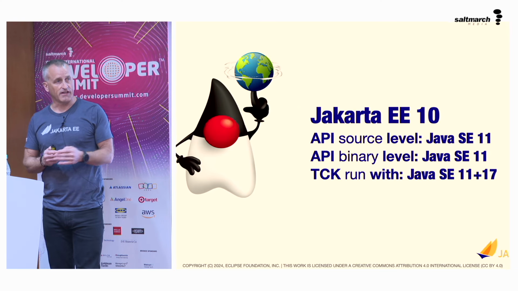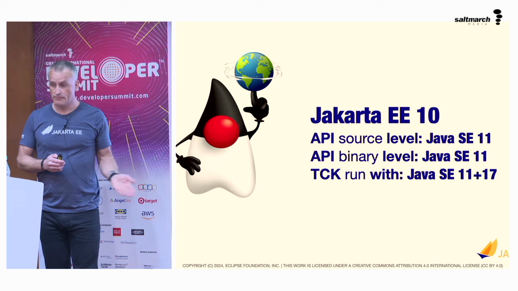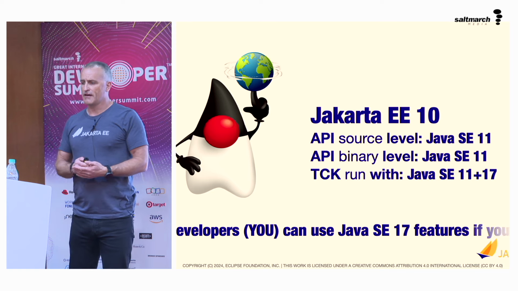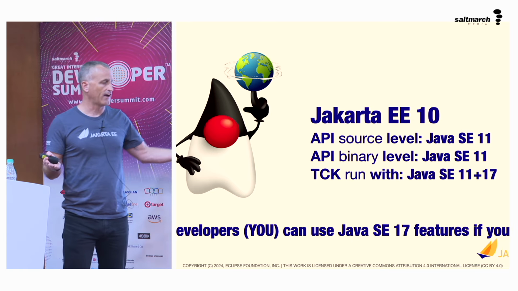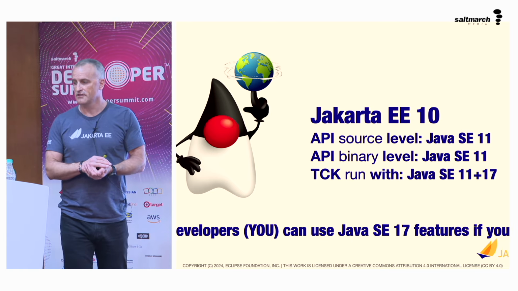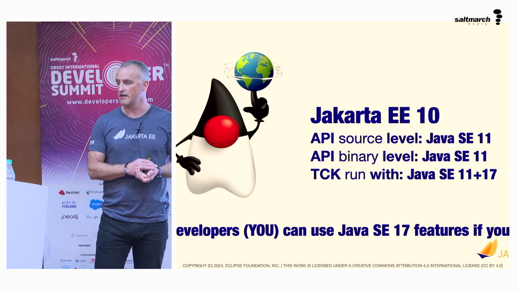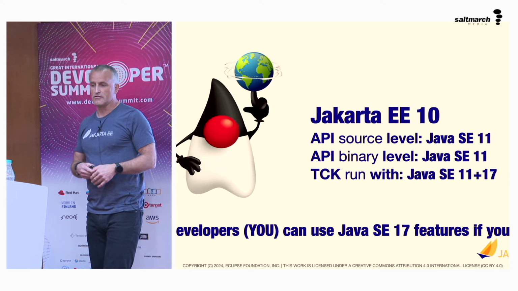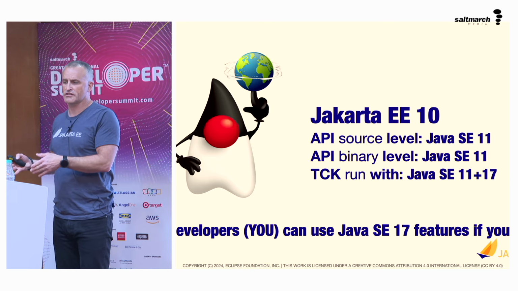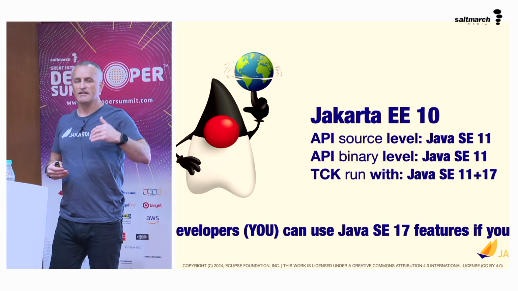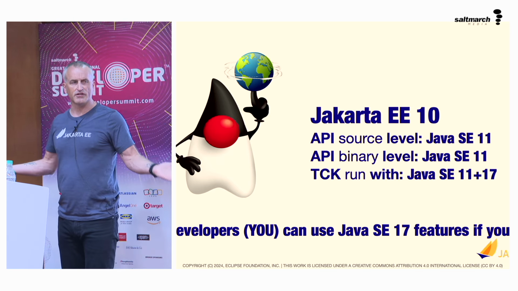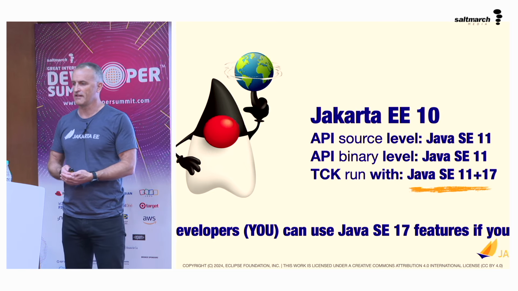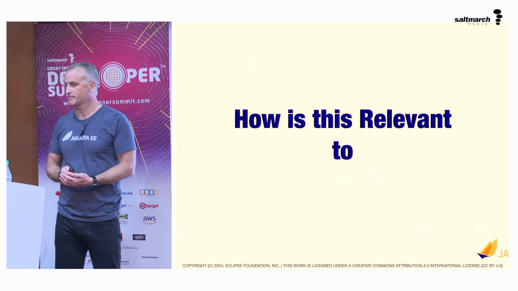Jakarta EE 10 is based on Java SE 11, which is old. We're on 22 now. The TCK runs with SE 11 and 17, so you can use 17 features if you want. We have implementations that have certified on 21, so you can use Java 21 with Jakarta EE 10. I also have some running on 22, so it is possible to run. You just don't have the Java 21 features in the API, which you don't really need anyway as an application developer. And that's because we test it on these versions.